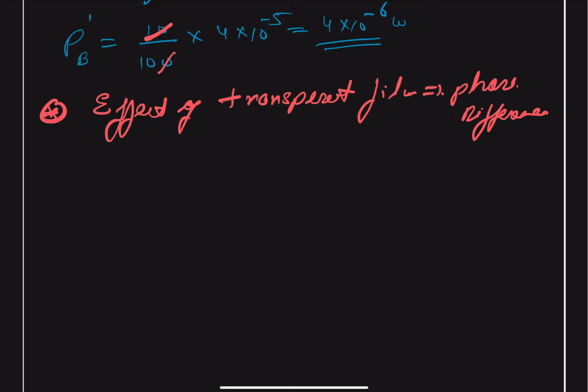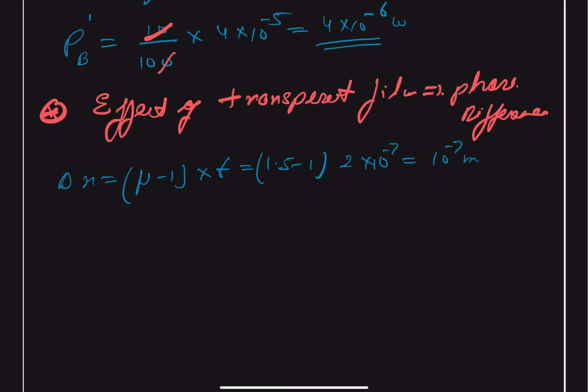We can write that delta x is equal to mu minus 1 multiplied by t. Mu is the refractive index, which is given as 1.5, minus 1, and t is the thickness, which is given as 2000 angstrom, that is 2 into 10 raised to the power minus 7. So this comes as 10 raised to the power minus 7 meters.